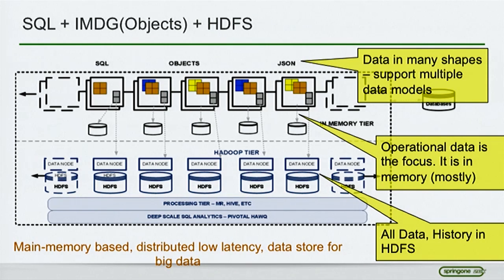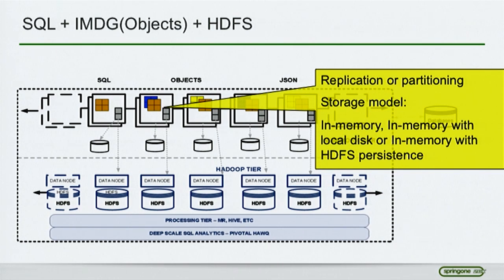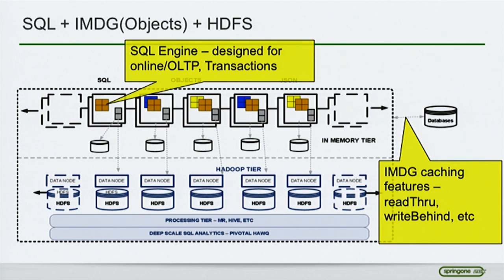All the data that you have created is all in Hadoop, right? And the data can essentially be in many different shapes. We'll continue to support different storage models, right? In memory, local disk, you get replication, and of course, the ability to say, hey, the data is actually on HDFS.